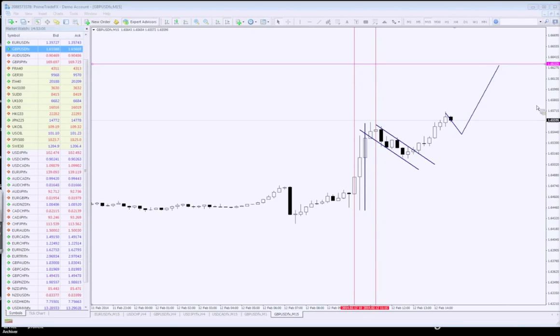Now, to give you a rule-based setup for here, what I'm looking for is at the close of this candle, which is not closed yet. If this candle closes the way it does right now, then I can put my trend line, because this is my first lower high. You got me? Everybody on board with that? So this is what I'd be looking at. This is my first lower high.